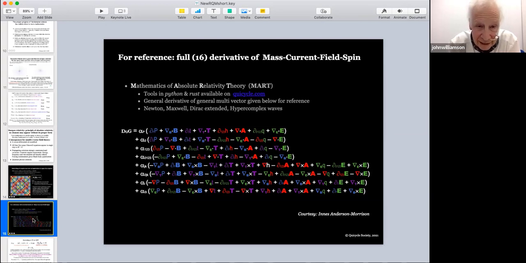So what are the things here? Let's take the first line. We've got dpp, that's dp by dt. And the next thing is nabla b. Nabla b is a three-dimensional set of bivector derivatives. So it's d by d1,2 plus d by d2,3 plus d by d3,1.